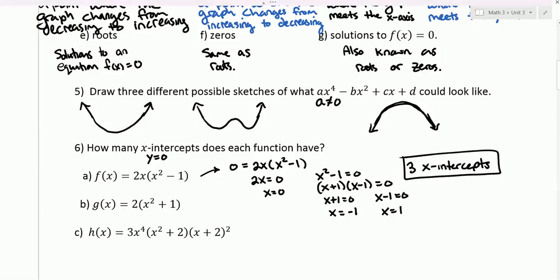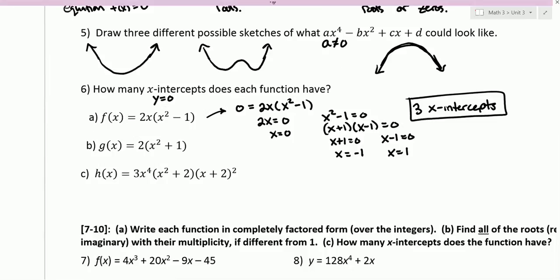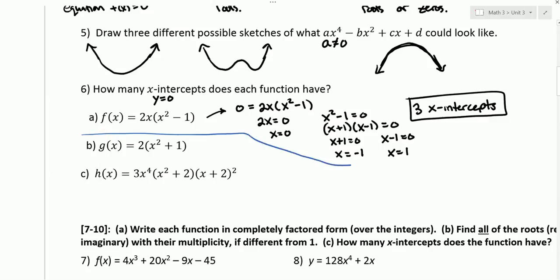For part B, start the same way. I'm going to change the color here so it's easier to keep track. Set g of x, that's your y, equal to 0. So 0 equals 2 times x squared plus 1. The x squared plus 1 is a factor with a variable, so set that. Well, here if we divide both sides by 2, we get 0 is equal to x squared plus 1. And then subtract 1, and you get x squared equals negative 1.